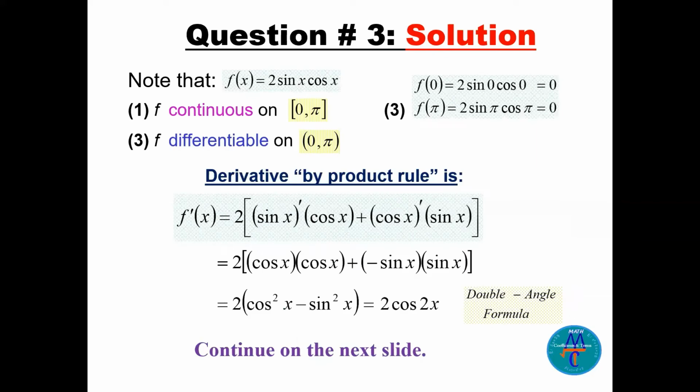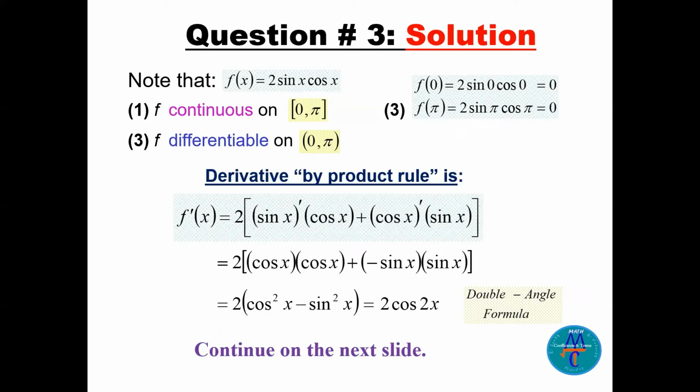Now we can see that this function here is continuous on the closed interval 0 to pi and differentiable on the open interval 0 to pi. Find f of 0, so it will be 2 sine of 0 cosine of 0. Find f of pi will be 2 sine of pi cosine of pi, both will be 0.